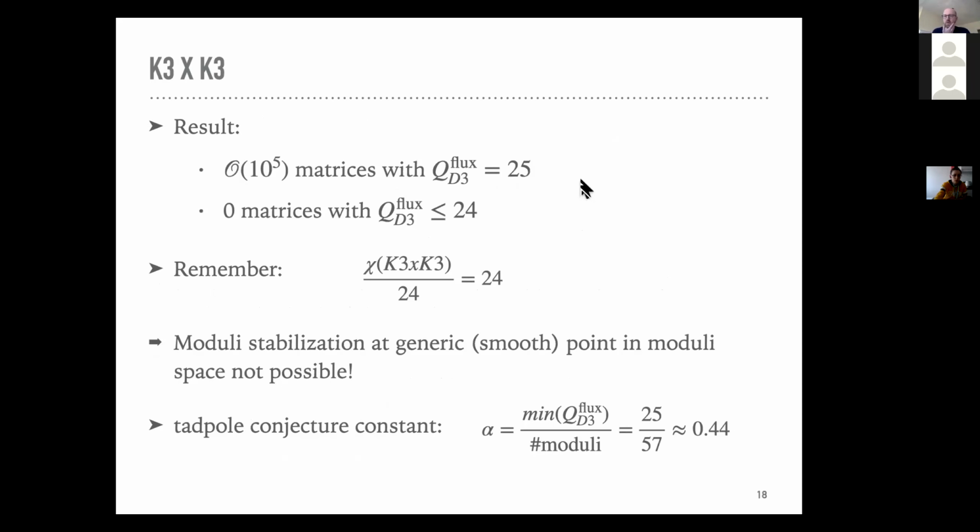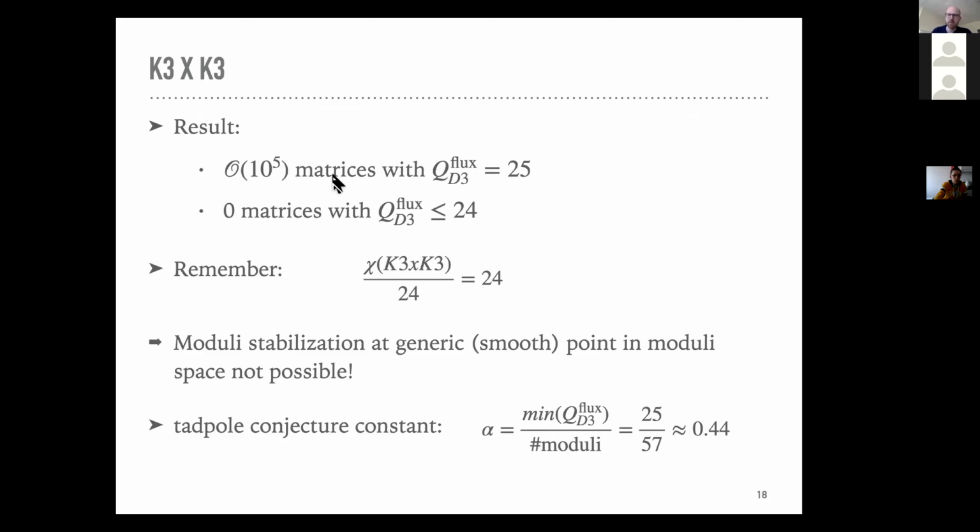So let me also illustrate quickly what we found for K3. Here we actually found a huge number, roughly 10 to the 5 matrices, where this minimal Q is 25, but we do not find any matrices where Q is 24 or smaller. And I would like you to remember that the bound by tadpole cancellation is actually 24. Of course, here again, you could ask, is this just a statistical effect? Why are you sure that this is the right answer? However, we tried this a lot of times.